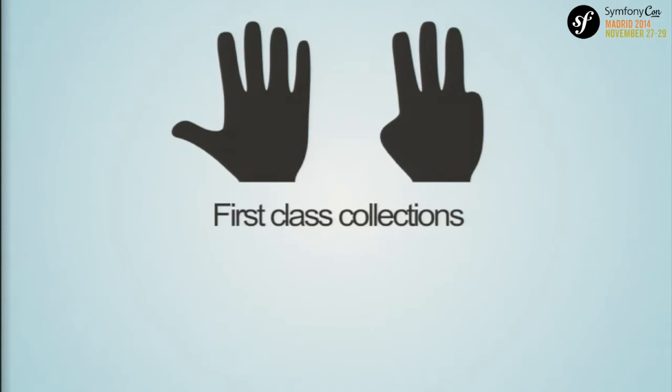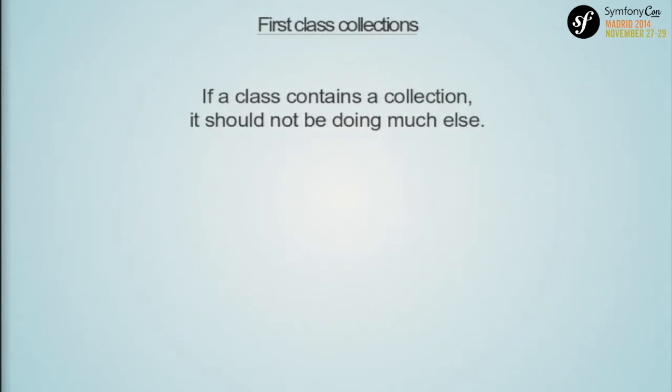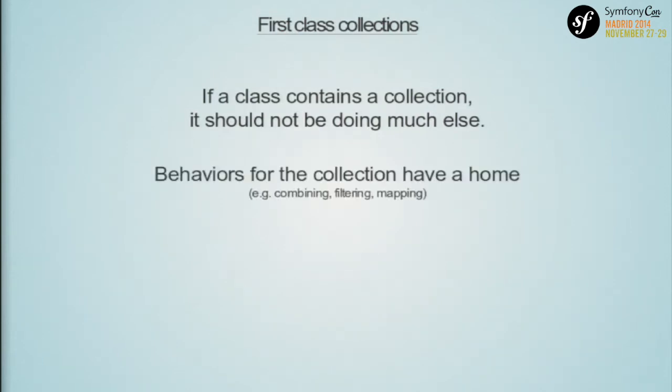The 8th rule, have first class collections, and this is quite similar. So if you have a class that represents a collection of something, it should probably not have other responsibilities. And this is best illustrated in Doctrine. So we have the collection interface in Doctrine that is basically just responsible if you have a many relationship.